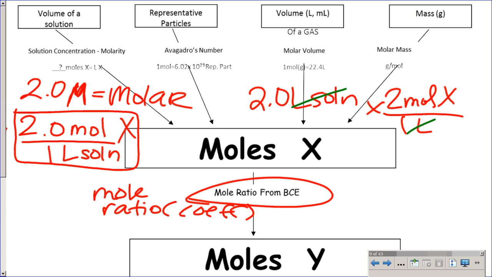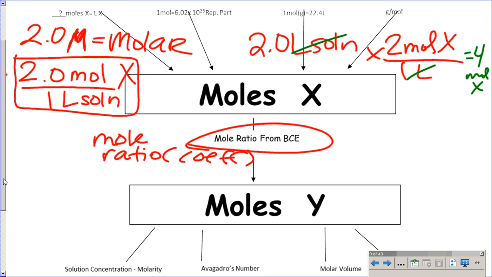Liters and liters, right? So 2 times 2 is 4. You just did that in your head though, but I can show you it from a mathematical standpoint as well. So this is 4 moles of X. So you can take anything I give you, you can get to moles of X. Then you can take your balanced chemical equation and convert to moles of your other substance, and then on down you can convert back to grams or atoms or whatever.